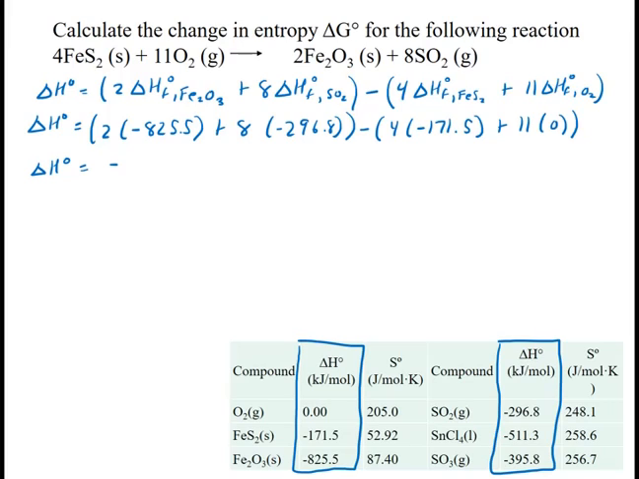Okay, so delta H naught for my products is a negative 4,025.25, minus the reactants, which are a negative 686.0. So my delta H naught is a negative 3,339 kilojoules.